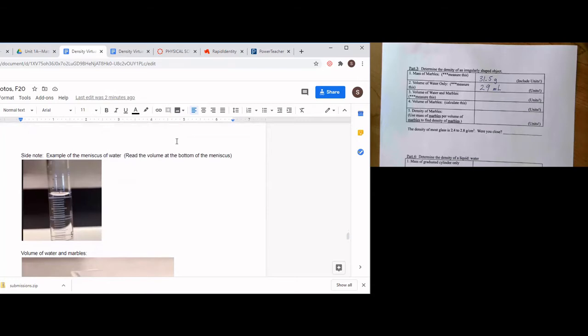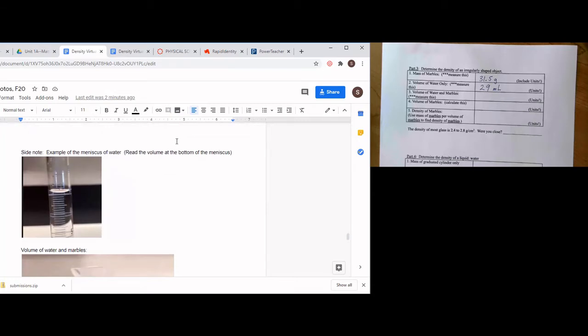Now, you'll need to read the volume of the water, but as a side note, I need to tell you about the meniscus. The meniscus is a little scoop that water makes when it gets in the glass tube. A plastic tube doesn't do it as much, but it still does. So, when you read the volume, you read at the bottom of the meniscus, the bottom of that little scoop where the water meets the air.